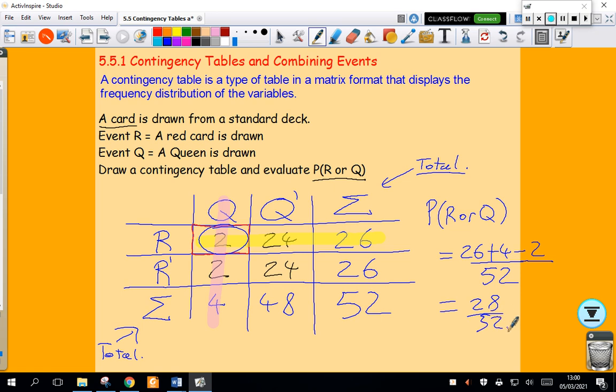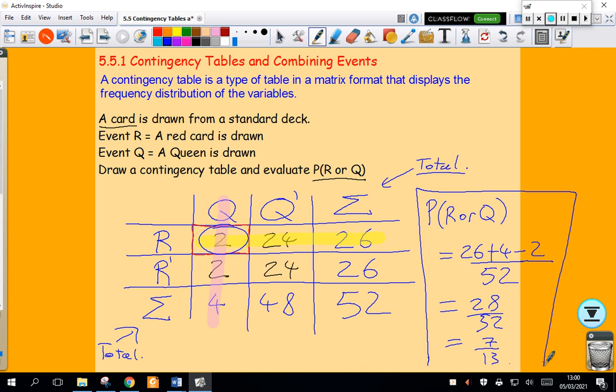28 over 52. Okay, and that will reduce. The 4 is a common factor, top and bottom. It's going to be 7/13. So when I select a single card from a standard deck, the probability that that card is either a red card or a queen is 7/13.